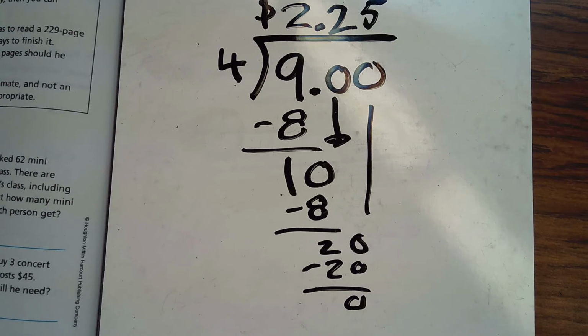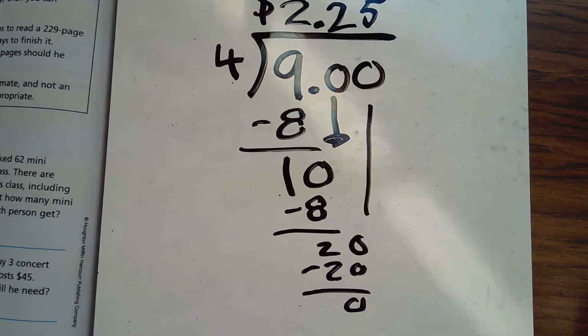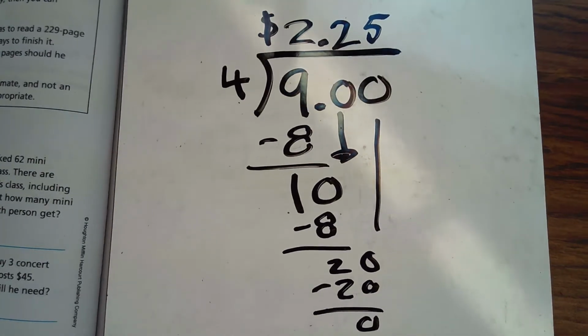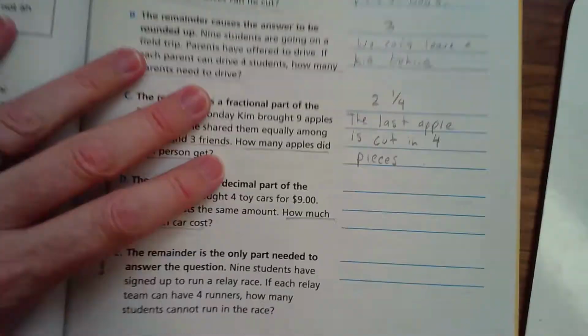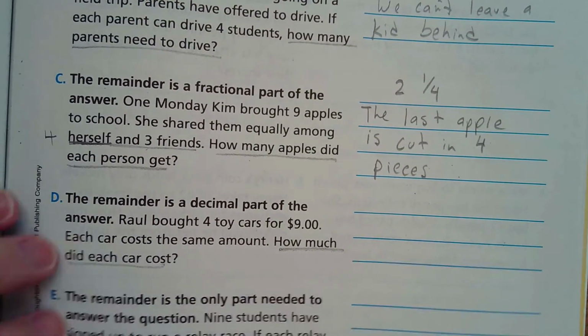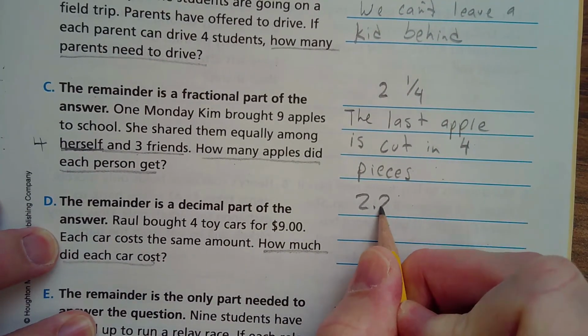So our remainder, that last dollar that's left over, gets cut into 4 pieces, and so instead of being $2.25, it's 2 and a quarter, 2 and 25 cents. So how much does each car cost? $2.25.